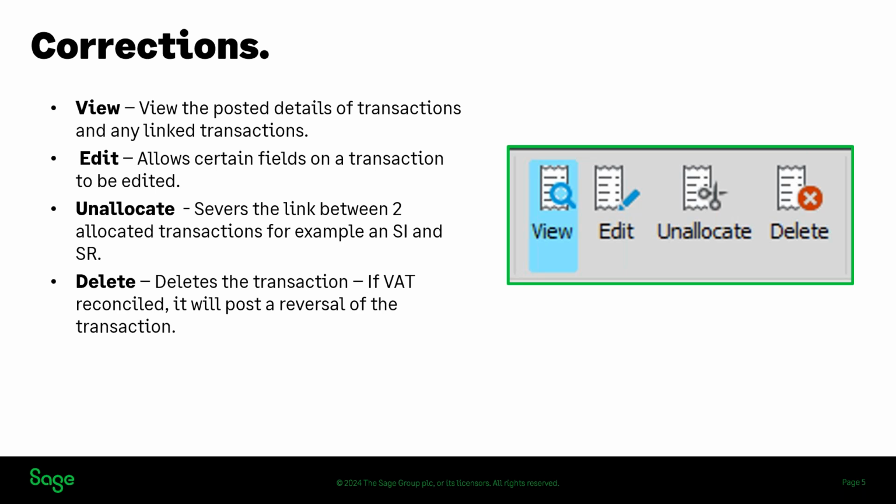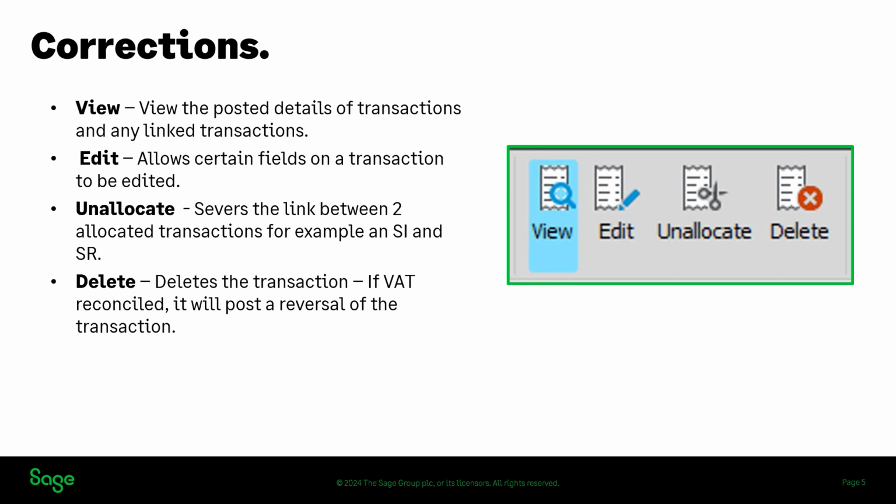We have the unallocate option. The unallocate option is the option you would use to sever the link between two transactions. So you can allocate transactions together, such as an invoice and a payment or an invoice and a credit. And if you ever do need to make those no longer allocated, you use the unallocate feature.